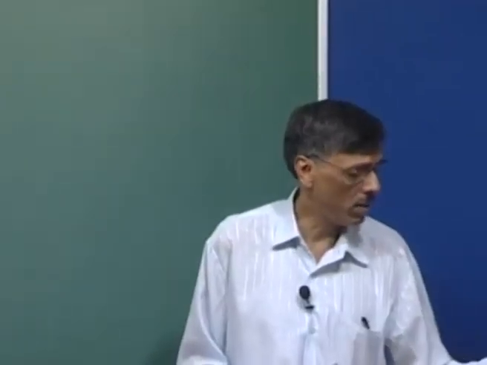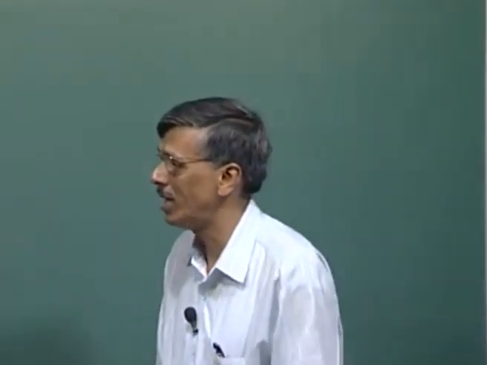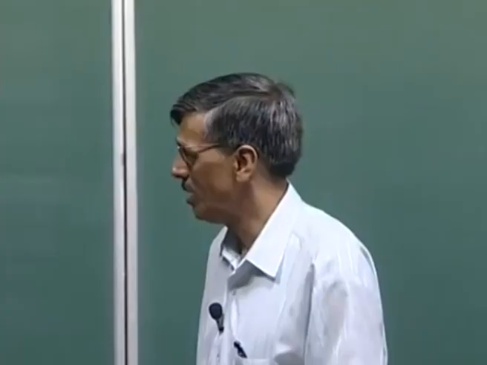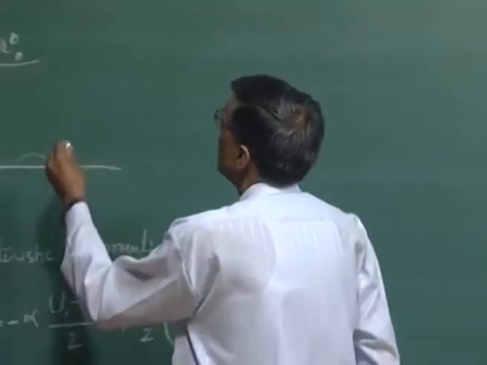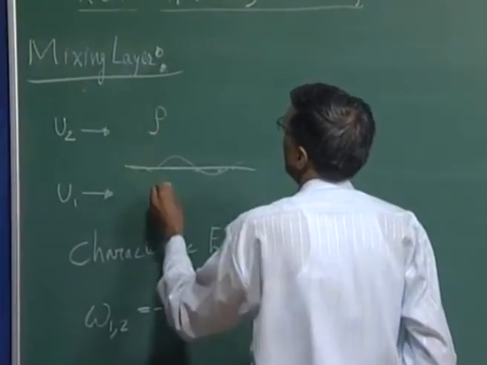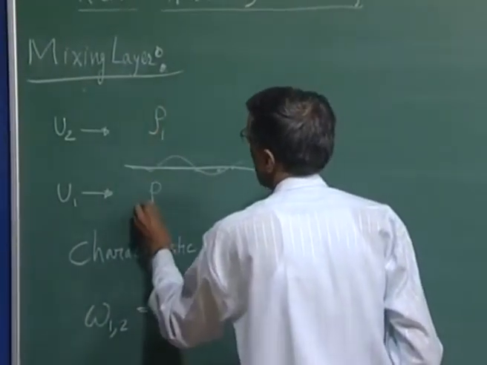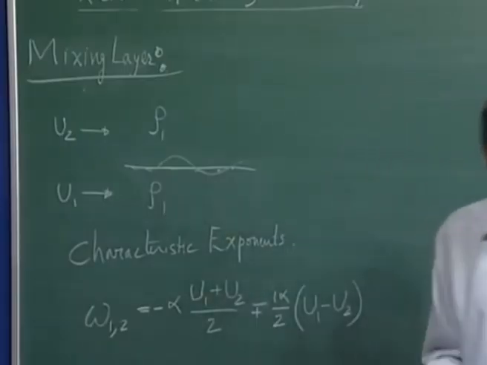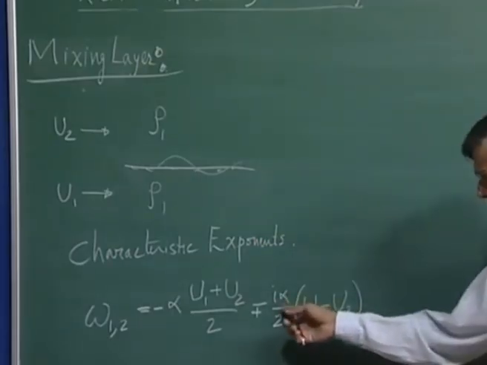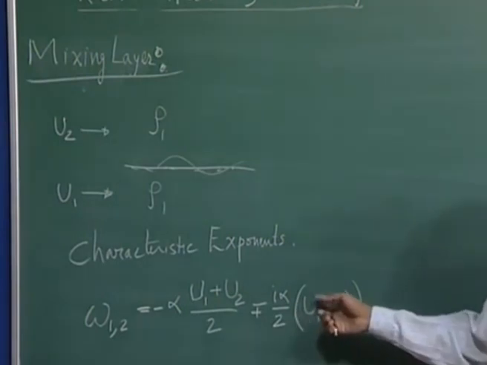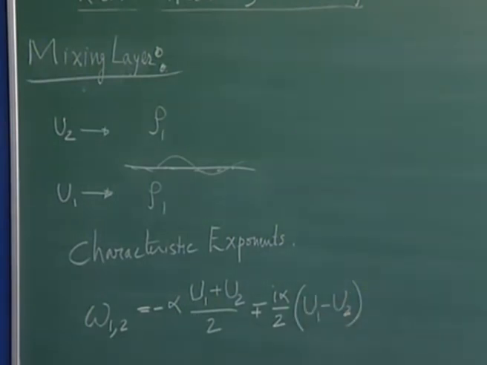Okay, in the last class we were talking about Kelvin-Helmholtz instability, and one last topic that we wanted to discuss was the problem of the mixing layer. So, we have the same fluid rho 1 and rho 2, but it is approaching the interface at two different velocities, and we worked out the characteristic exponent like this. Because there is this part with a negative imaginary part, you can immediately see that it is unstable.